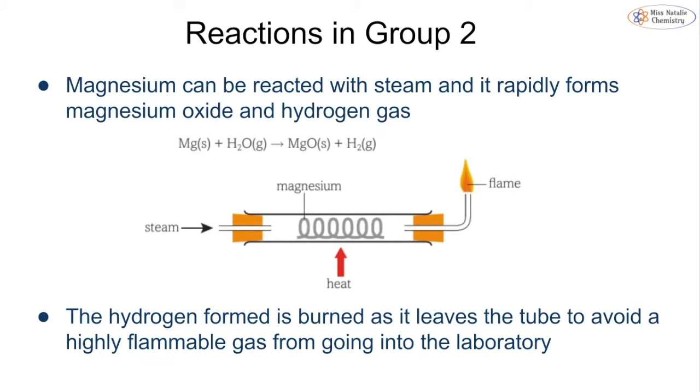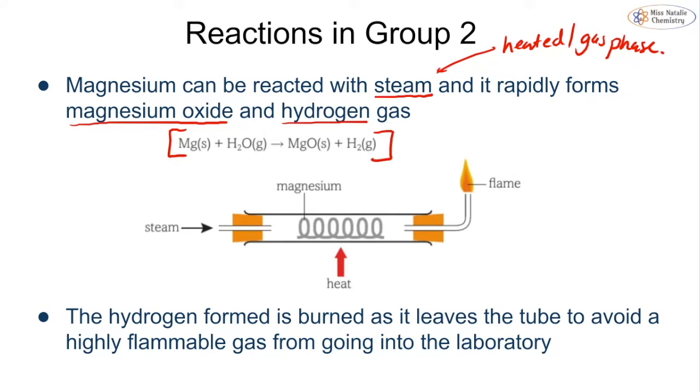Now, magnesium can still undergo a reaction with water, it just needs to be in the form of steam. So we need to have it heated and in the gas phase. It won't react with liquid water, but when we react it with steam, it very rapidly will form magnesium oxide and hydrogen gas. And you can see that in this equation here.